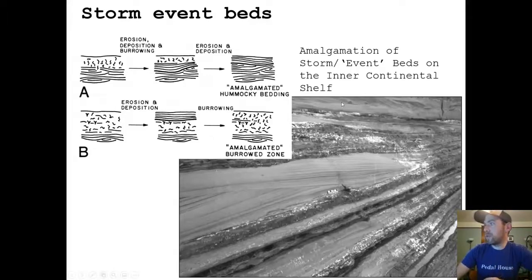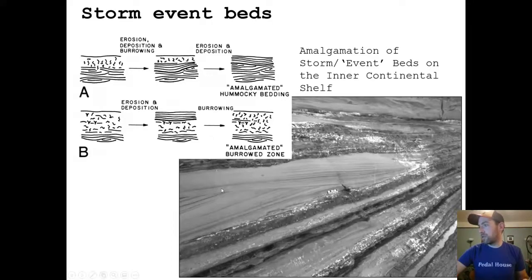And this would be storm event beds stacked on top of each other that would tell you that you're probably below fair weather or normal wave base, but above the storm wave base. So that tells you where you are on the inner shelf environment. Does that make sense?